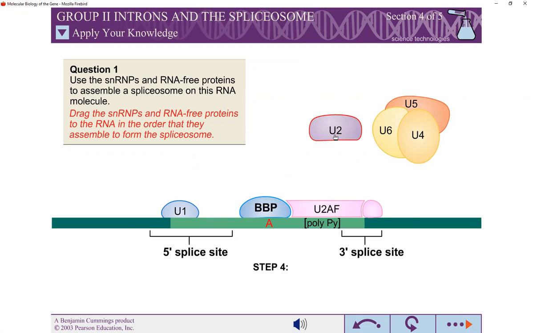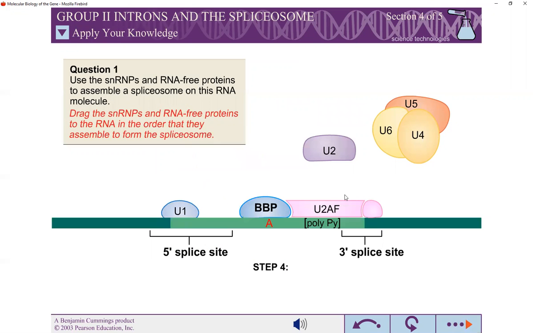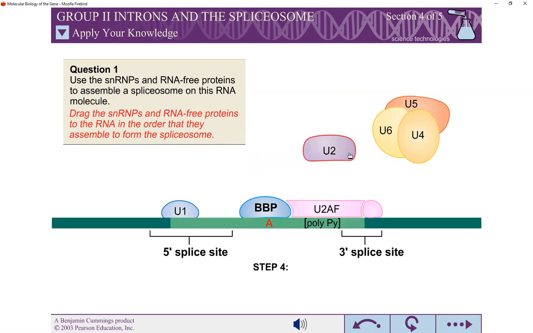Because this must proceed now. Then only I can bind all the different types of proteins. Return to question. Then what must I do? This will bind only when the branch point is there. Okay, this is saying that when you bind it, then only the process will continue.